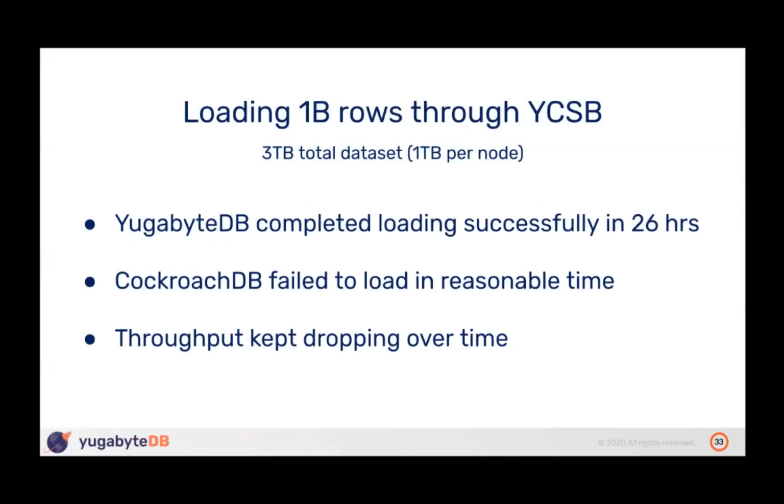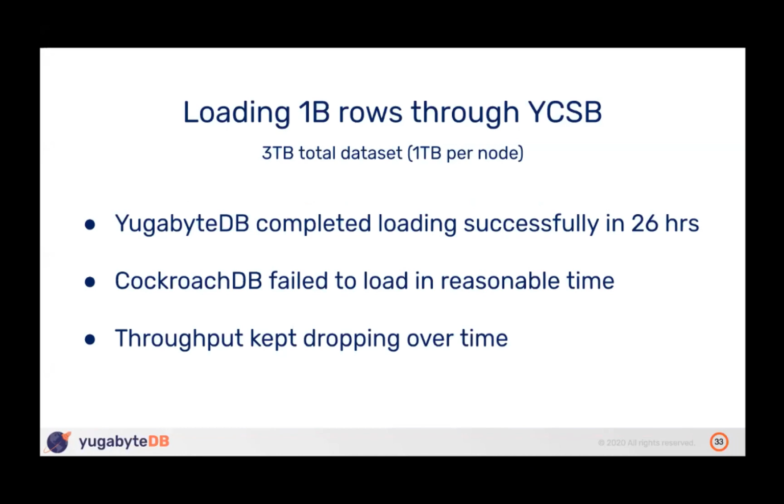So when we tried to load 1 billion rows, because that represented a nice number, it's about 1 terabyte per node of data, including the replication factor, or a 3 terabyte total data set across 3 nodes, right? Now, Yugabyte was able to successfully complete loading the data in 26 hours, while Cockroach failed to load this in a reasonable amount of time, because YCSB kind of gives you a prediction on how long this would take.